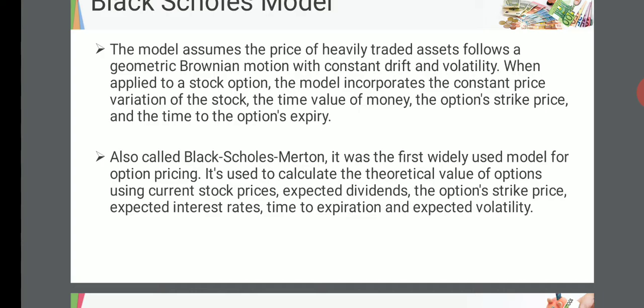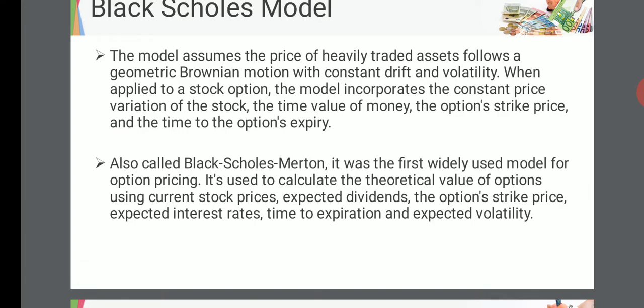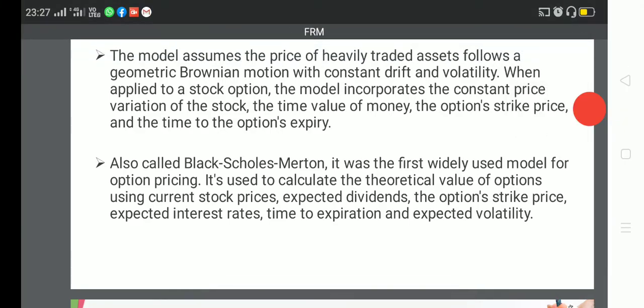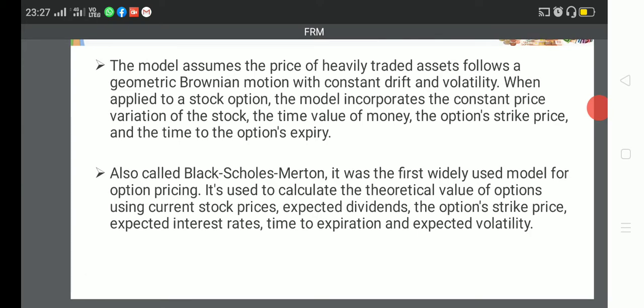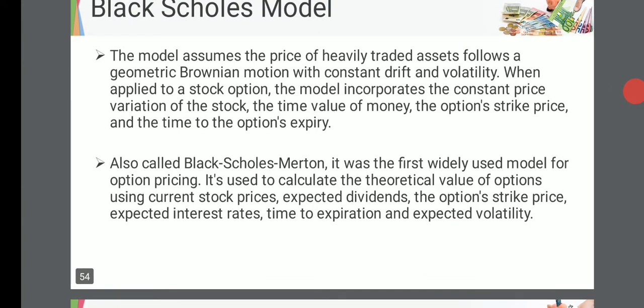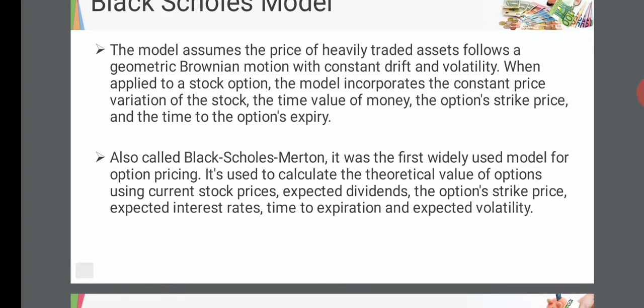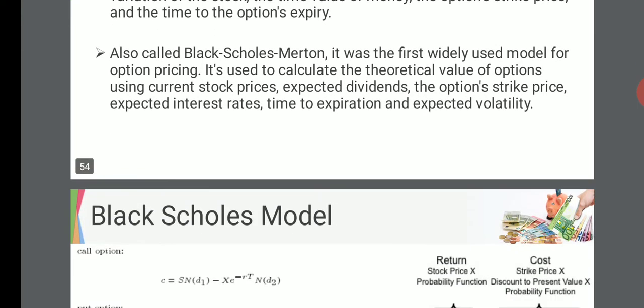So, according to this model, the price of heavily traded assets follows a geometric Brownian motion, where Brownian motion is random motion with constant drift and volatility. When applied to stock options, the model incorporates the constant price variation of the stock, the time value of money, the option's strike price, and the time of the option's expiry. Also called Black-Scholes-Merton, it was the first widely used model for options pricing. It's used to calculate the theoretical value of options using current stock prices, expected dividends, the option's strike price, expected interest rates, time of expiration, and expected volatility.